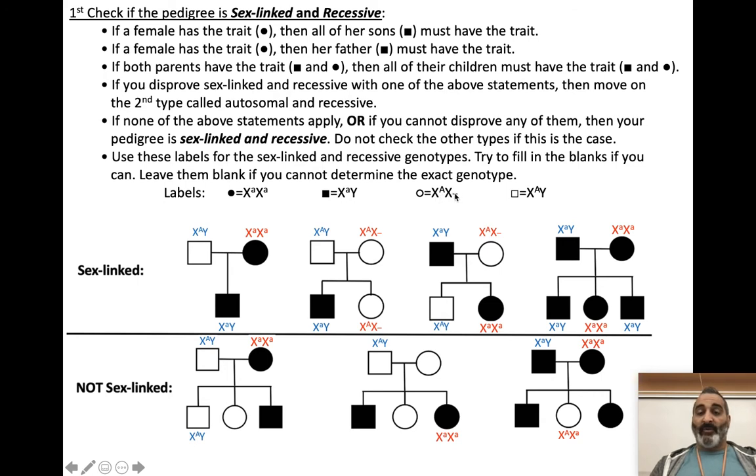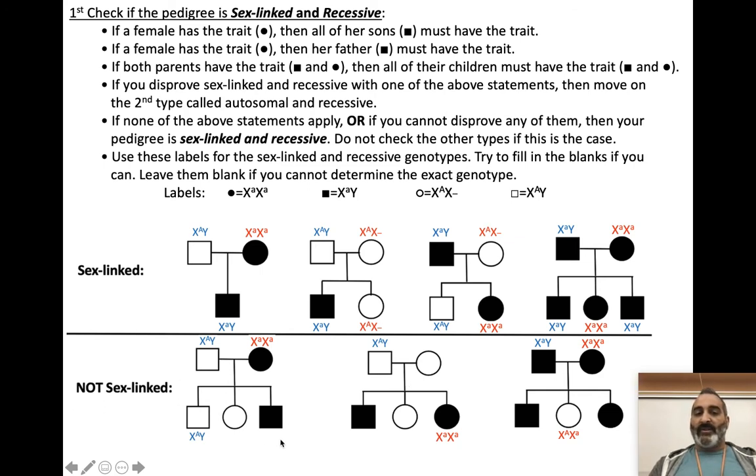The goal is to see if we can figure out what goes in that blank. And then down here, another female not shaded in, X capital A, X blank. We have to figure that out. Another one over here, X small a, Y for the male, and the female, X capital A, X blank. The whole goal is to figure them out. So we've labeled them all here. Now down here, I labeled these ones to show you why they are not sex-linked.